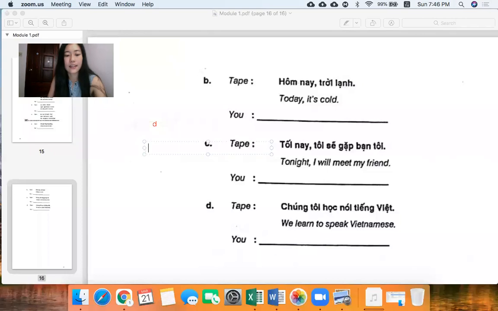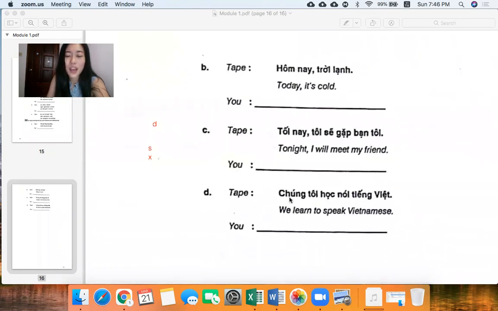This letter, when we pronounce it alone, sure. But when we read it in the word, we will say like this letter, sure. So, sẽ, and sẽ, nearly the same. That's why you won't hear sẽ.